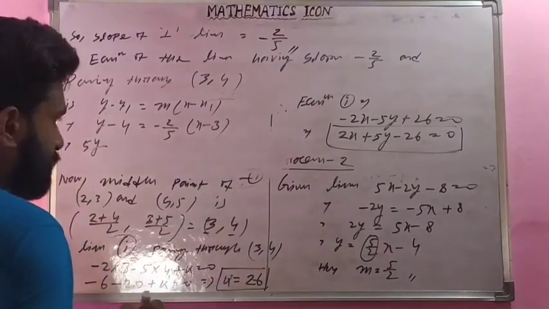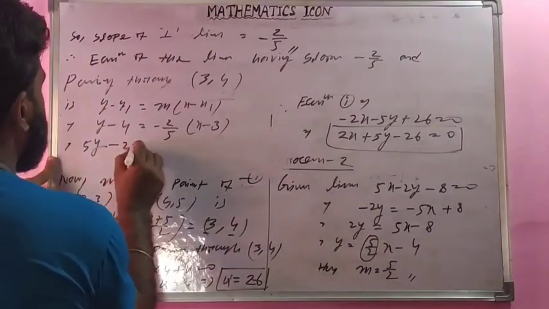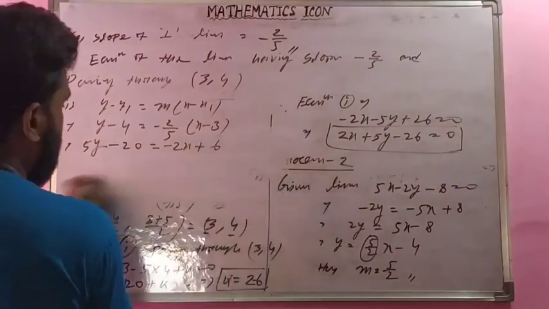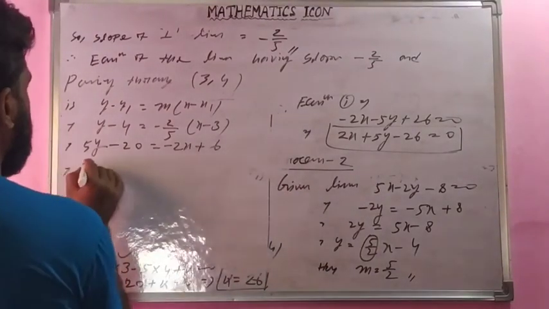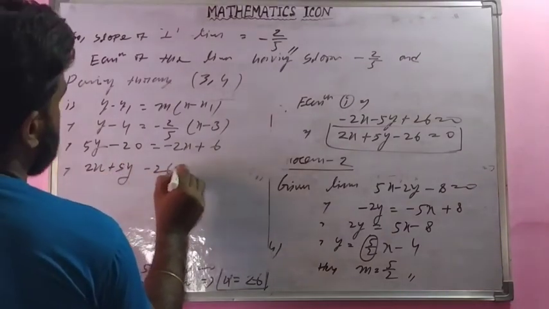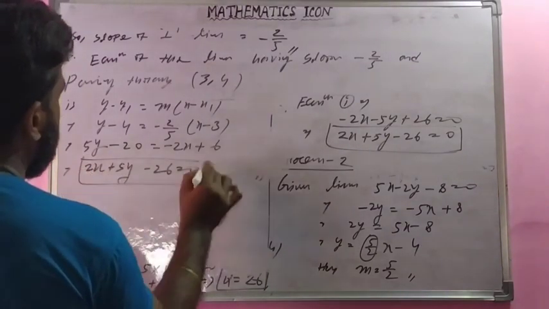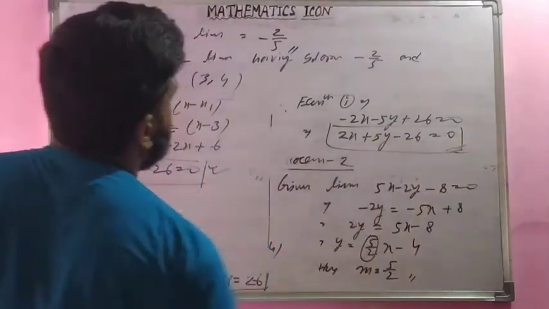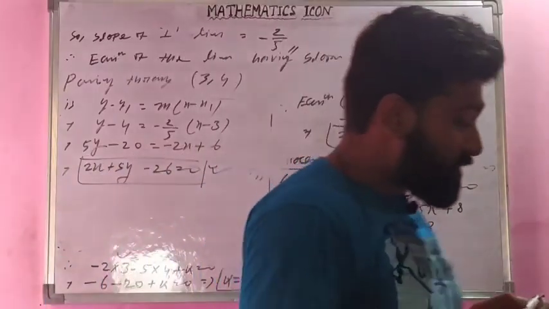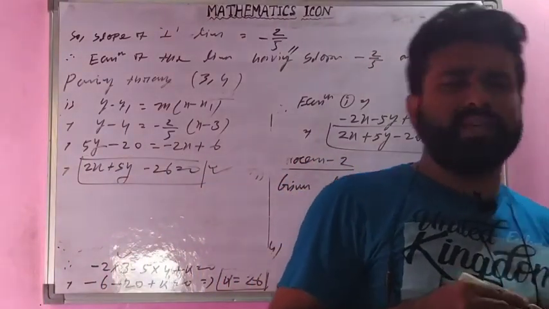5y minus 20 equals minus 2x plus 6. Okay, so 2x plus 5y minus 26 equals 0. Look, the answers of both came the same, this and this. So there are two processes, and both the processes are very much useful. Just you can choose either.